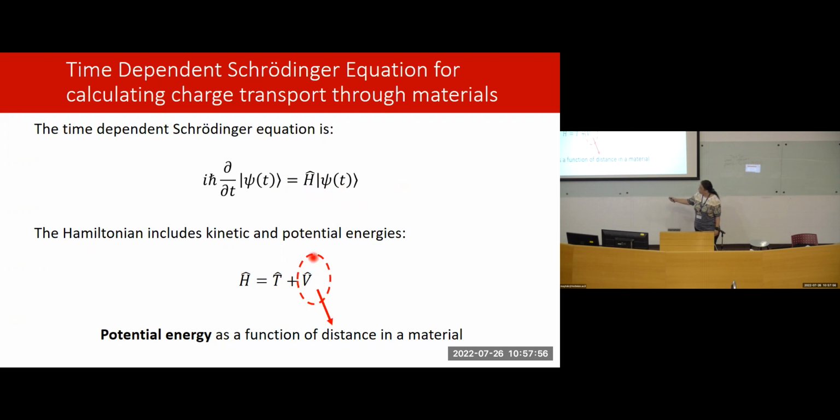The Hamiltonian includes both the kinetic energy, which in general doesn't depend on the material, and the potential energy. The potential energy, we know a potential energy definition is a potential that depends on distance. But in our case, it's not just any distance, it's distance in a material. So I call this the potential energy of a material, what the electron sees, the hills and valleys, while it transports through the material.